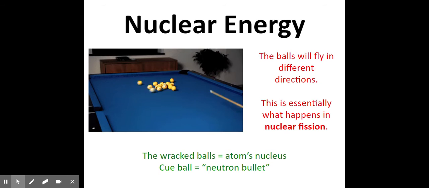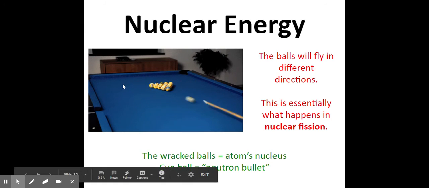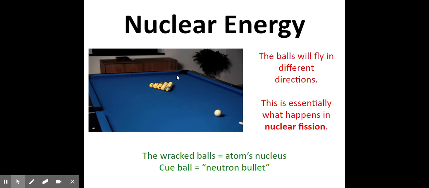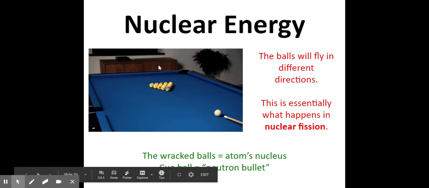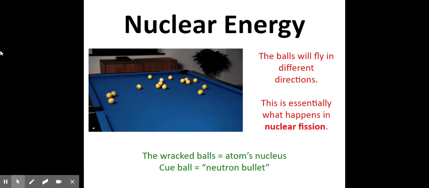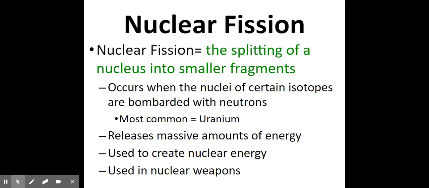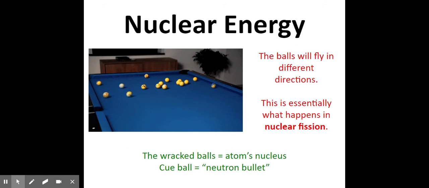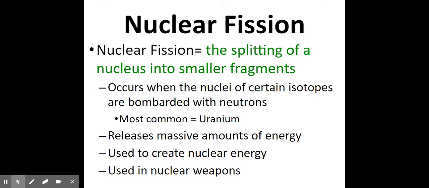This is what's happening in nuclear fission. The racked balls, aka the balls in the triangular portion, are the atom's nucleus, and the cue ball is the neutron bullet. That's what's going to shake everything up and scatter everything across the field. Fission is the splitting of a nucleus into smaller fragments. It occurs when the nuclei of certain isotopes are bombarded or blasted, like with this cue ball, with neutrons.